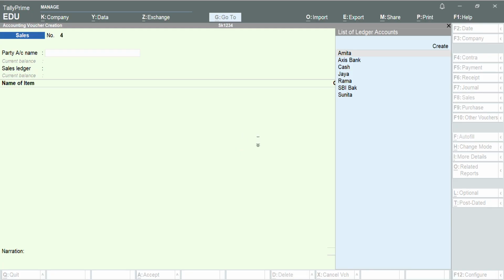Okay, so which voucher shall we be using? Now, since you are receiving money here, so when money is received on sale, we have a receipt voucher.